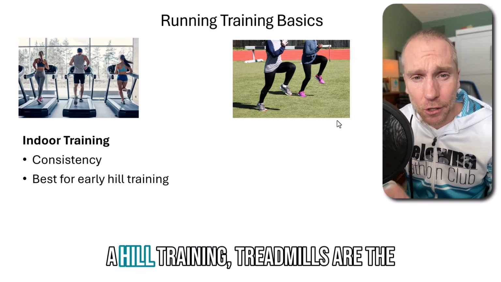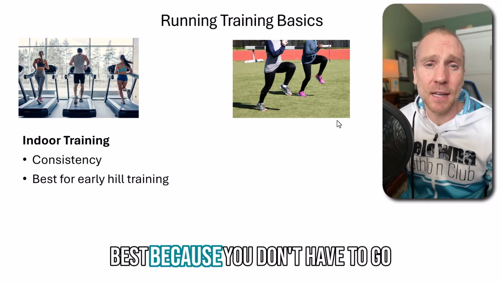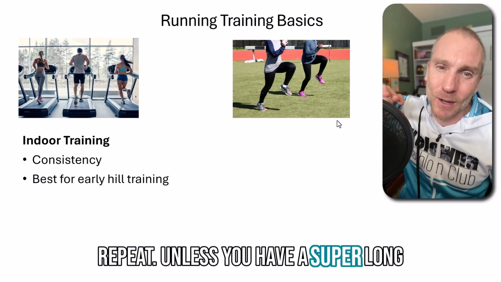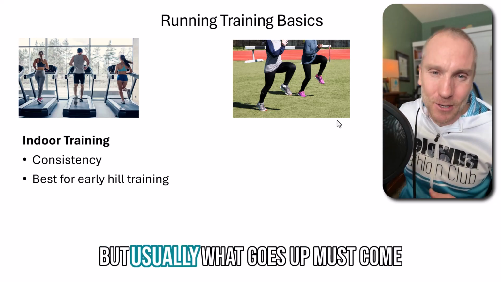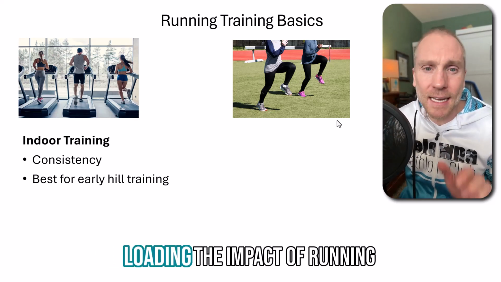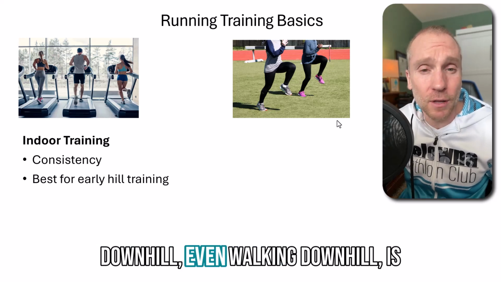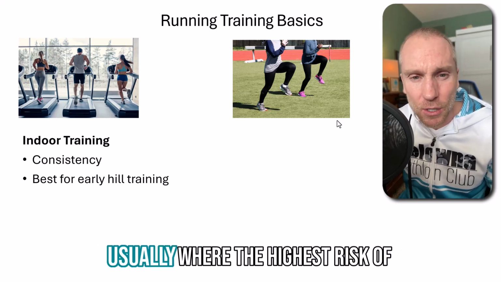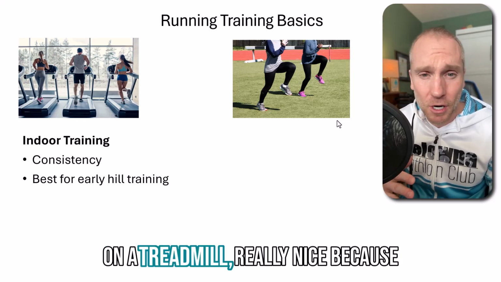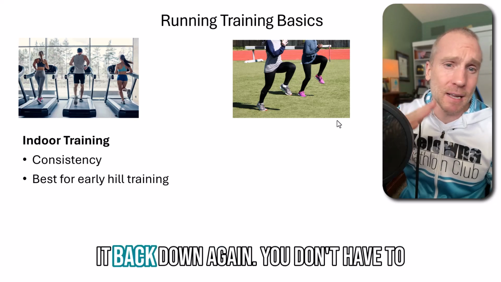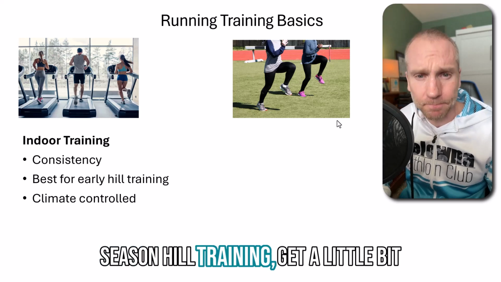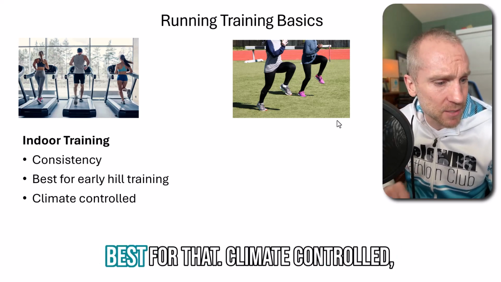I would say for hill training, treadmills are the best because you don't have to go back downhill to do the next repeat. Unless you have a super long one, you can just keep climbing up, but usually what goes up must come down eventually, and that eccentric loading, the impact of running downhill or even walking downhill is usually where the highest risk of injury is when running hill repeats. On a treadmill, really nice because you can just set it up and then bring it back down again. You don't have to hit any downhill. So I'd say for early season hill training, get a little bit of power going, treadmill is the best for that.